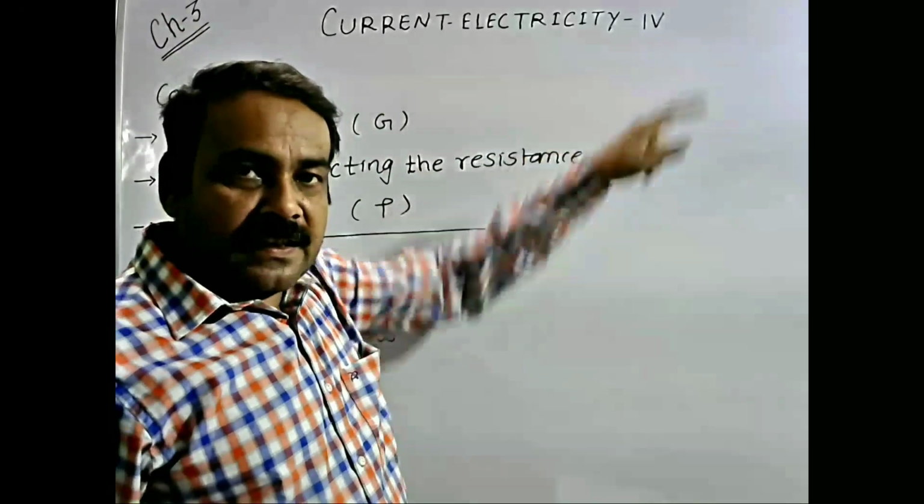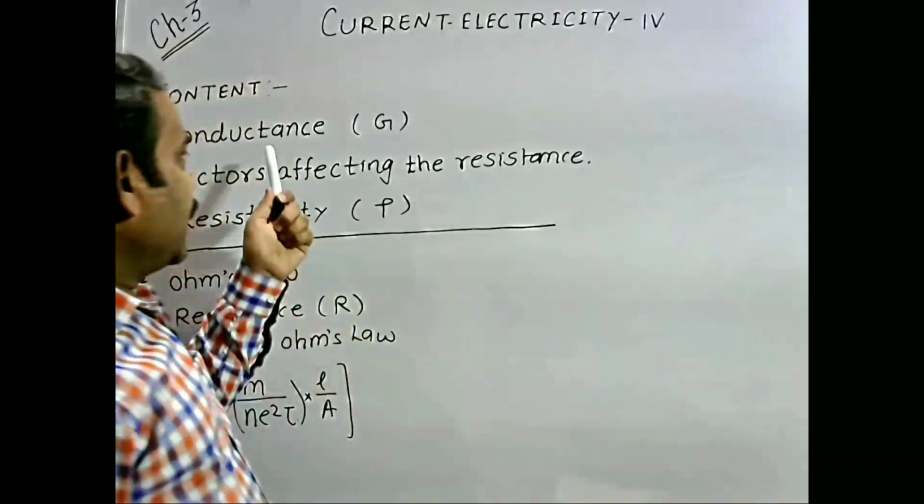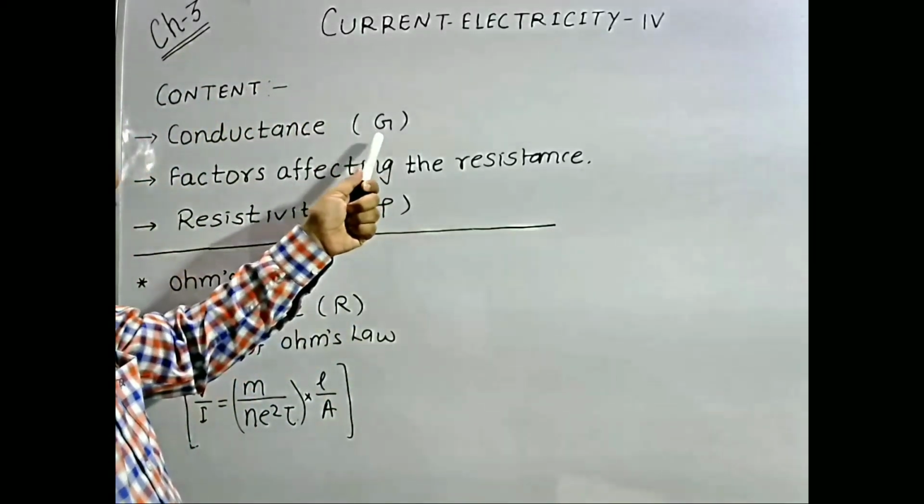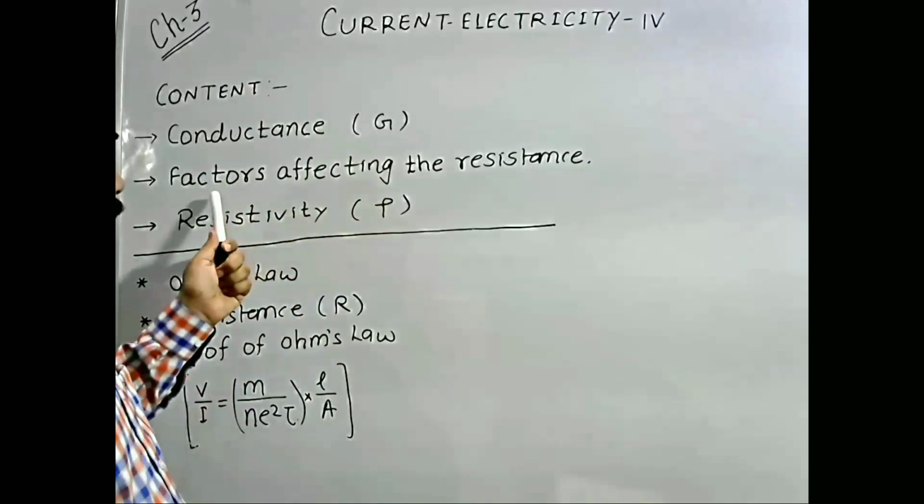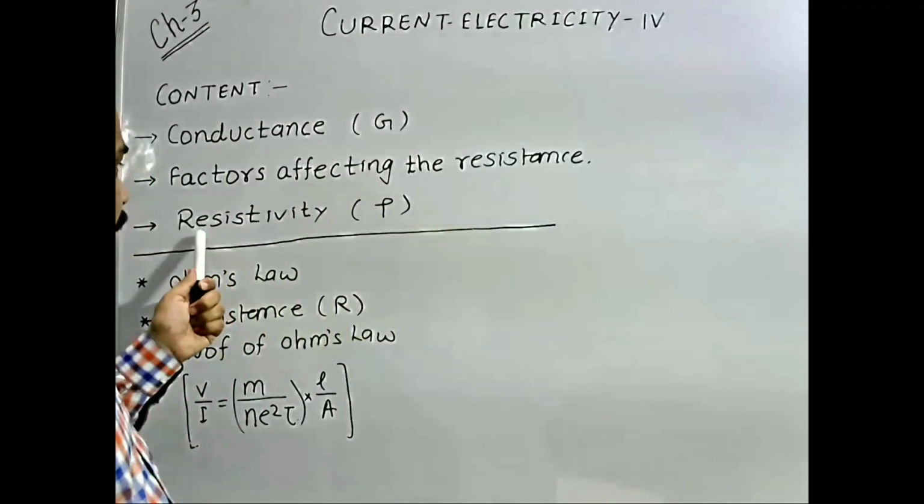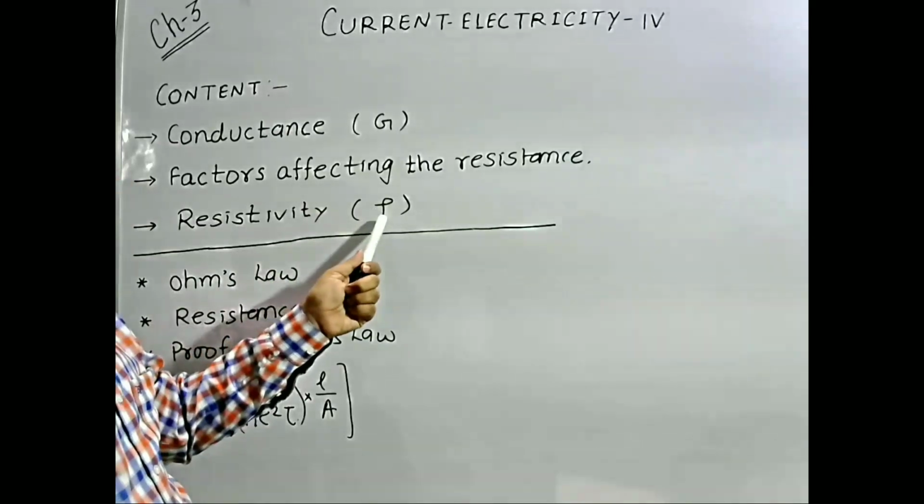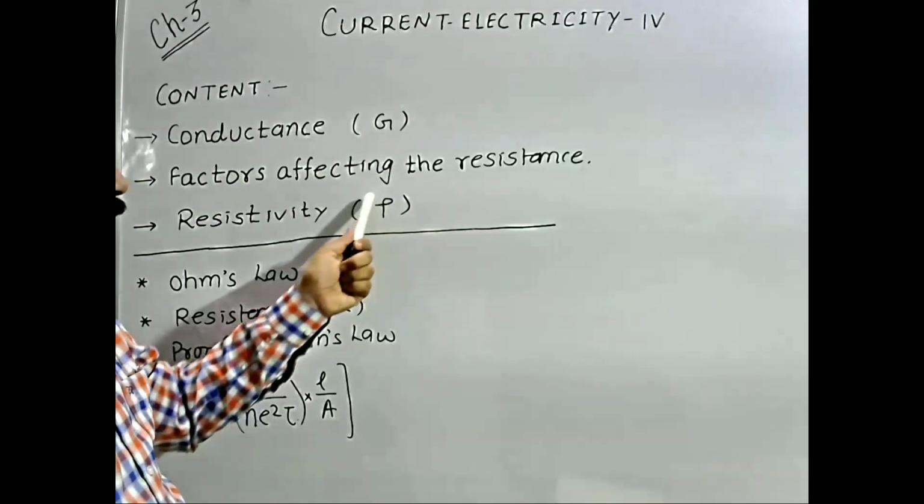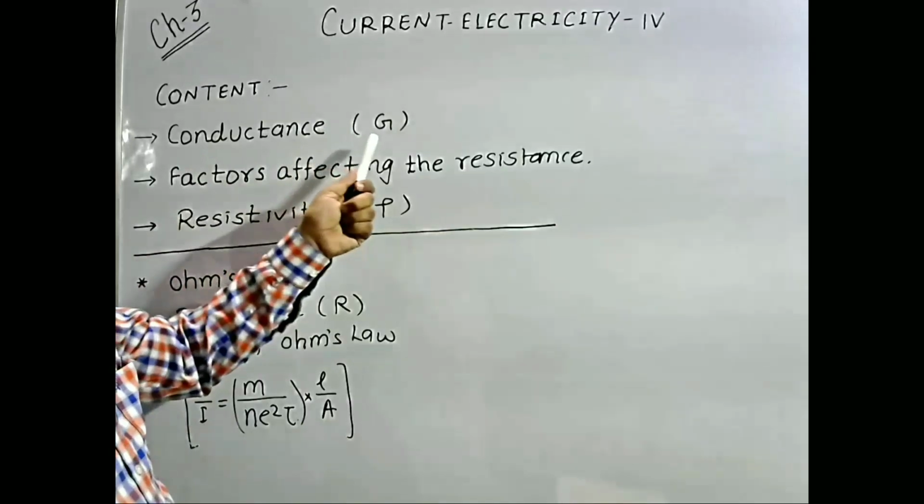इसके मेन कंटेंट हैं कंडक्टेंस G, फैक्टर्स अफेक्टिंग द रेजिस्टेंस ऑफ मटेरियल ऑफ कंडक्टर एंड रेजिस्टिविटी of material of conductor. It is denoted by rho and conductance denoted by capital G.